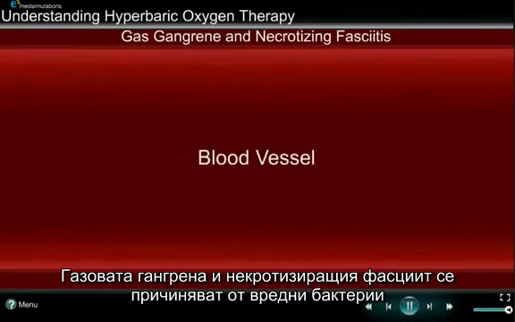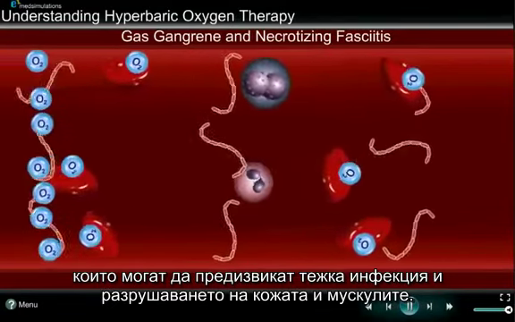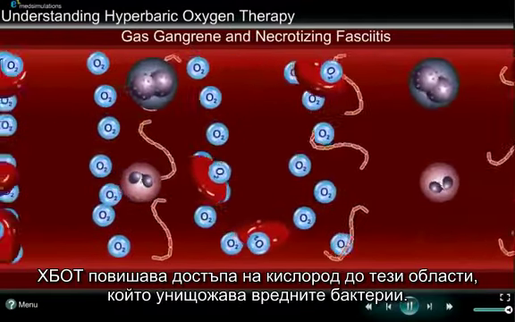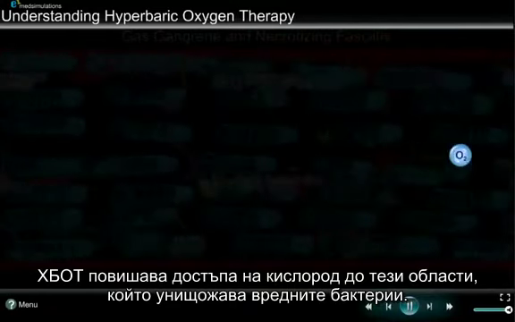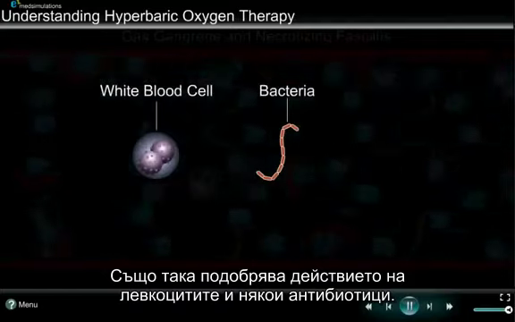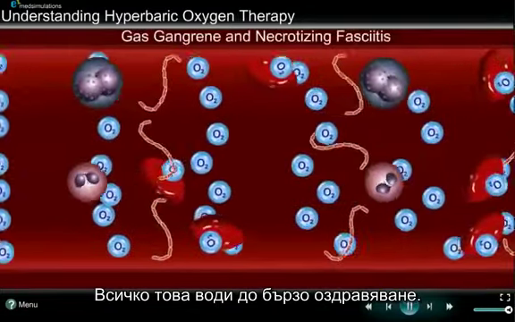Gas gangrene and necrotizing fasciitis are both caused by harmful bacteria that can cause severe infection and destruction of skin and muscle. HBOT increases the oxygen delivered to these areas, which kills the harmful bacteria. It also enhances the activity of white blood cells and certain antibiotics. These all result in rapid healing.